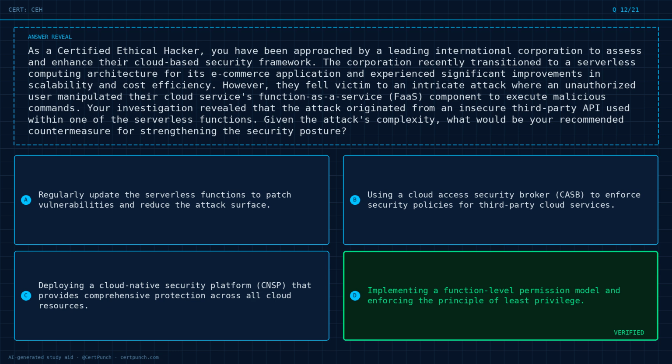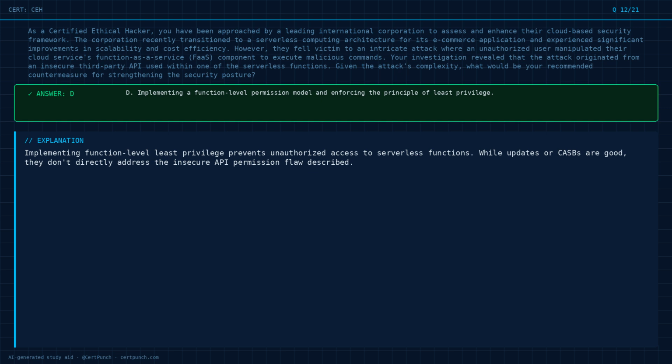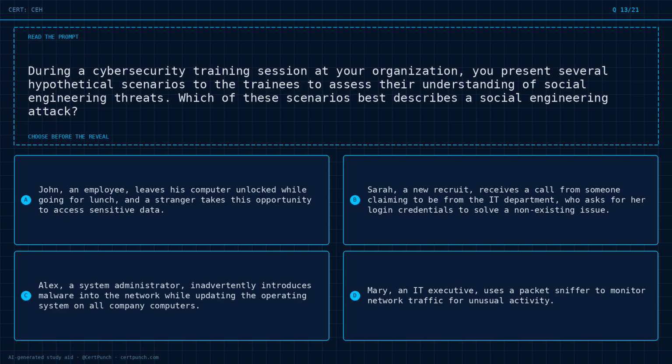The answer is Option D. Exam logic. Implementing function-level least privilege prevents unauthorized access to serverless functions. While updates or CASBs are good, they don't directly address the insecure API permission flaw described. Question 13 of 21. During a cybersecurity training session at your organization, you present several hypothetical scenarios to the trainees to assess their understanding of social engineering threats. Which of these scenarios best describes a social engineering attack?